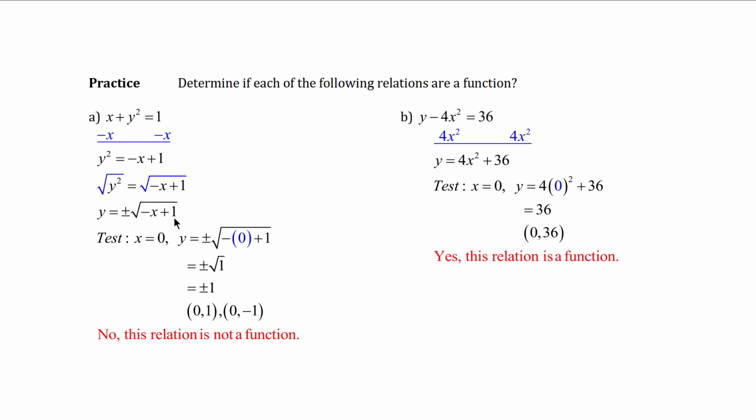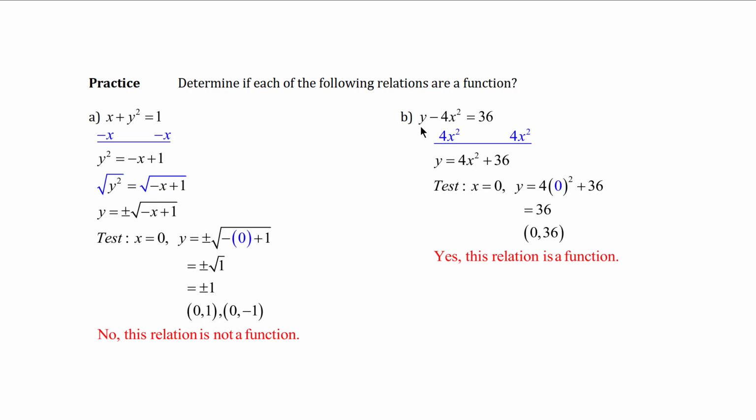Next, we could pick a value of x to test. I chose to test the value of x equals 0. So we plug in 0 for x in our equation. We get y equals plus and minus the square root of negative 0 plus 1. Simplifying this, we get y is equal to plus or minus the square root of 1, which is equal to plus and minus 1. So this results in two ordered pairs. Because 0 corresponds to two different y values, 1 and negative 1, this means no, this relation is not a function. For part B, we need to solve for y.